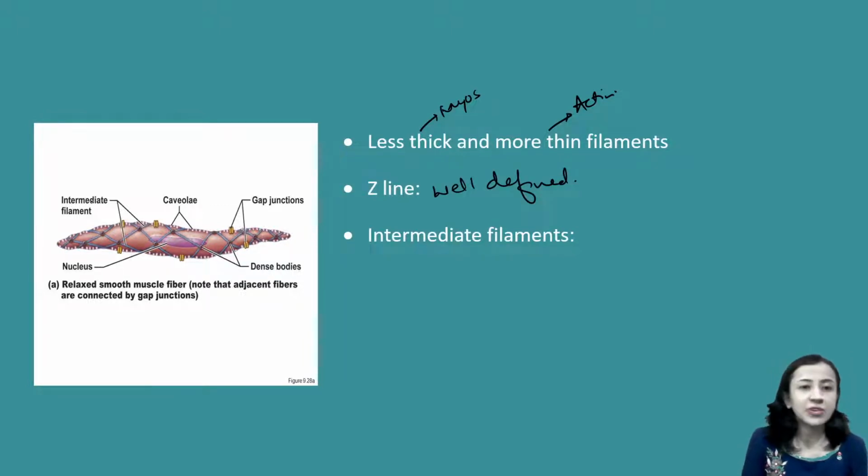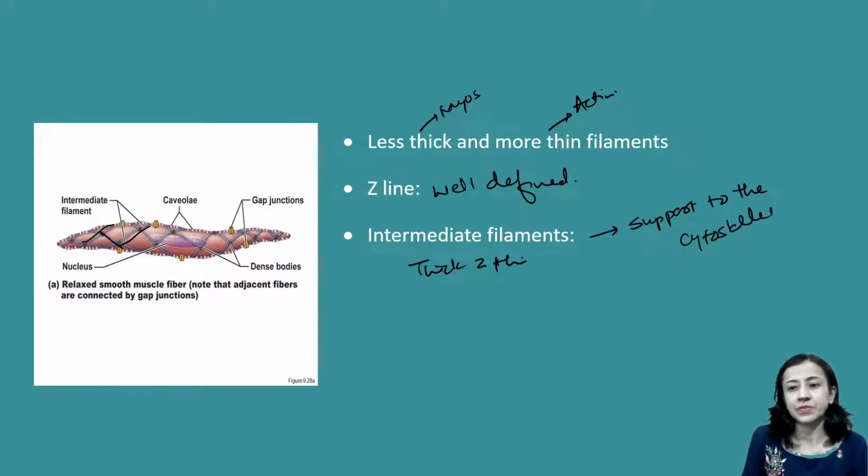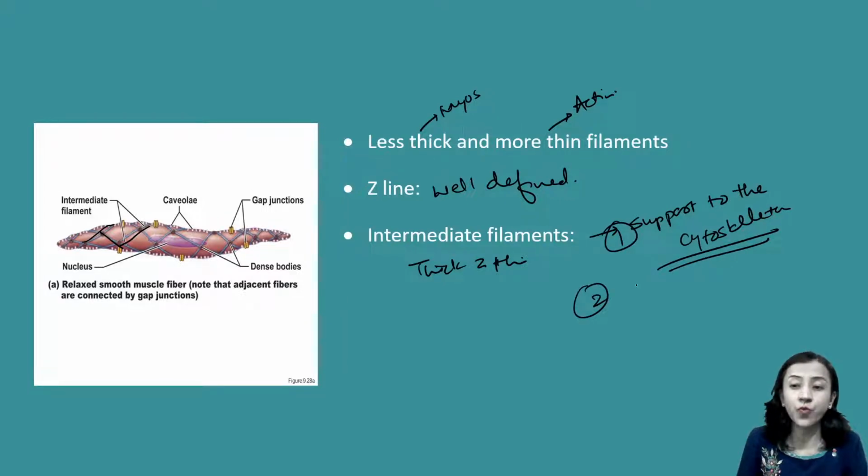Intermediate filaments are there. You can see here, these blue colored are intermediate filaments. Okay, fine. Now, these intermediate filaments are present in between thick and thin filaments. And what is the role of this intermediate filament? They provide support to the cytoskeleton. Another important function is that it is important for the contraction of smooth muscle.